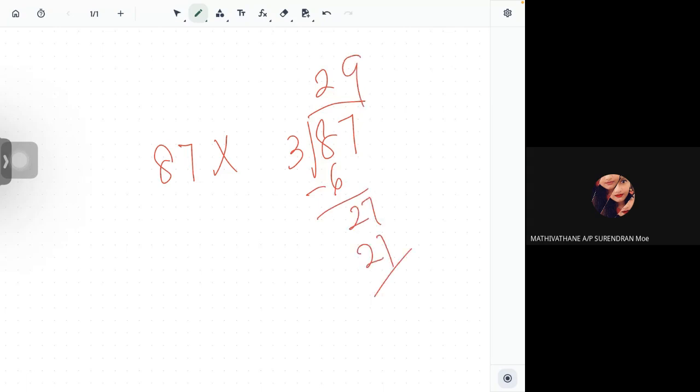So we must check the numbers. How about 77? Is it a prime number? No, sir. Okay, why is it not a prime number? Because it can be divided by 11 and can also be divided by 7.